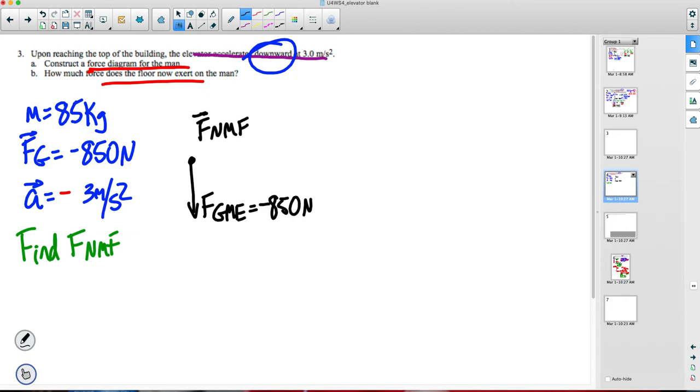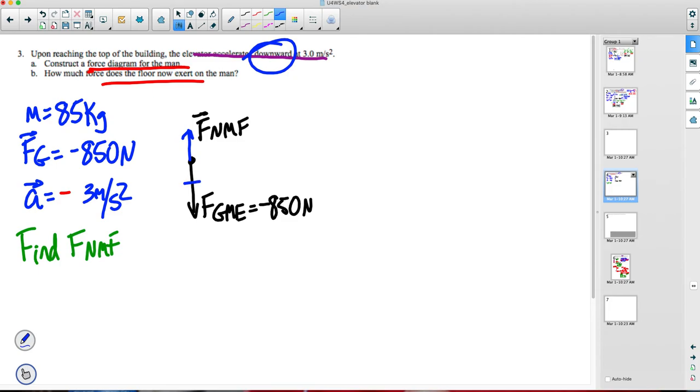Now, if you're accelerating downward, you have to have a net force. What direction would the net force be if you're accelerating downward? You'd have to have a net force that's downward, which means this upward normal force has to be bigger, smaller, or the same size as gravity. If your net force is downward, that means gravity has to be bigger than the normal force. So we need to draw the normal force smaller than whatever we said the force of gravity was.